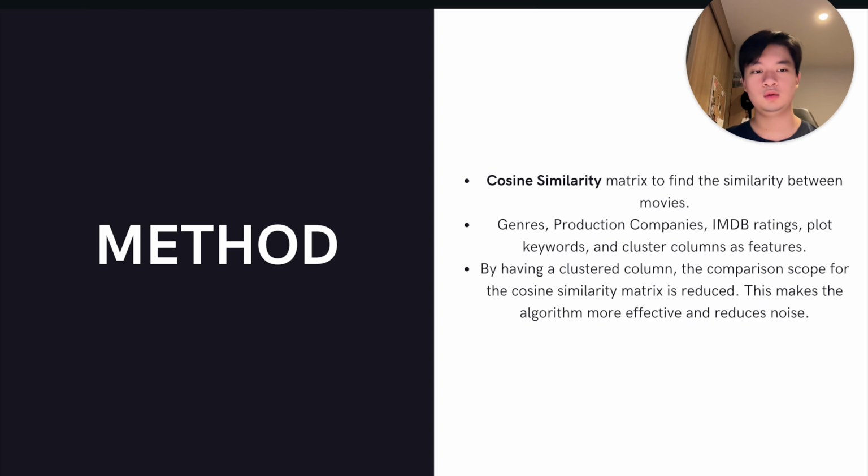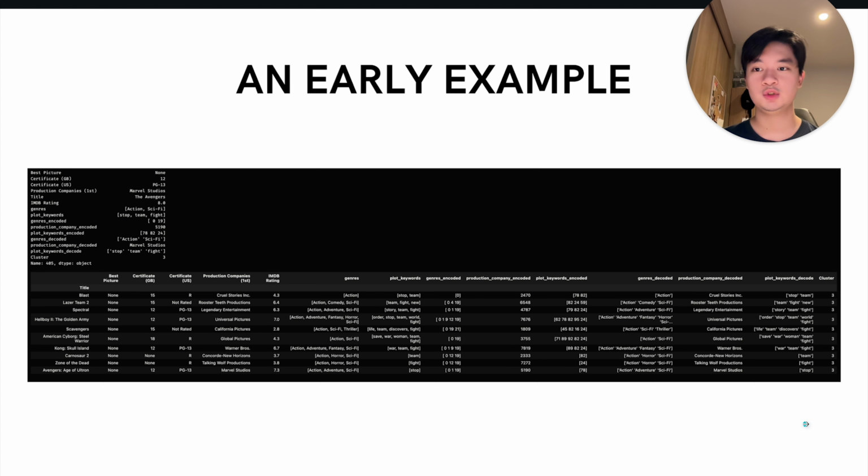So next one. Here's an early example of the inputs and outputs. At the very top left, we have the movie that we selected, which is The Avengers. This shows pretty much all the information about The Avengers. We have IMDb rating, genres, plot keywords. So team fight.